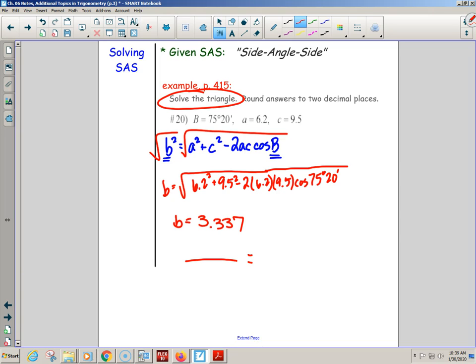So I have 6.2 squared plus 9.5 squared minus 2. I'm missing 2 parentheses, but it shouldn't make a big deal. It's 2 times 6.2 times 9.5 times cosine 5. Am I in radian mode? I'm in radian mode. Sorry.